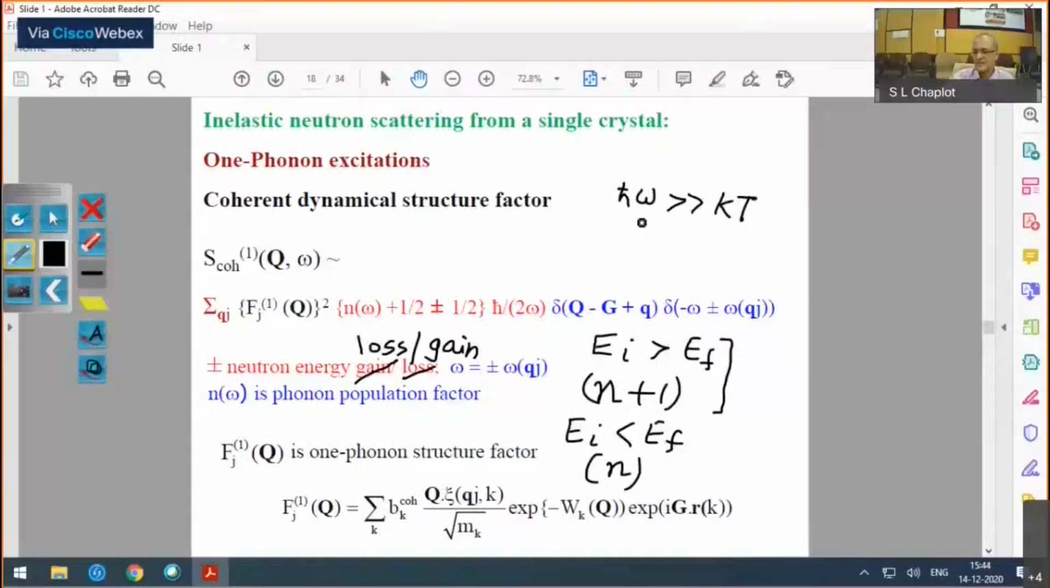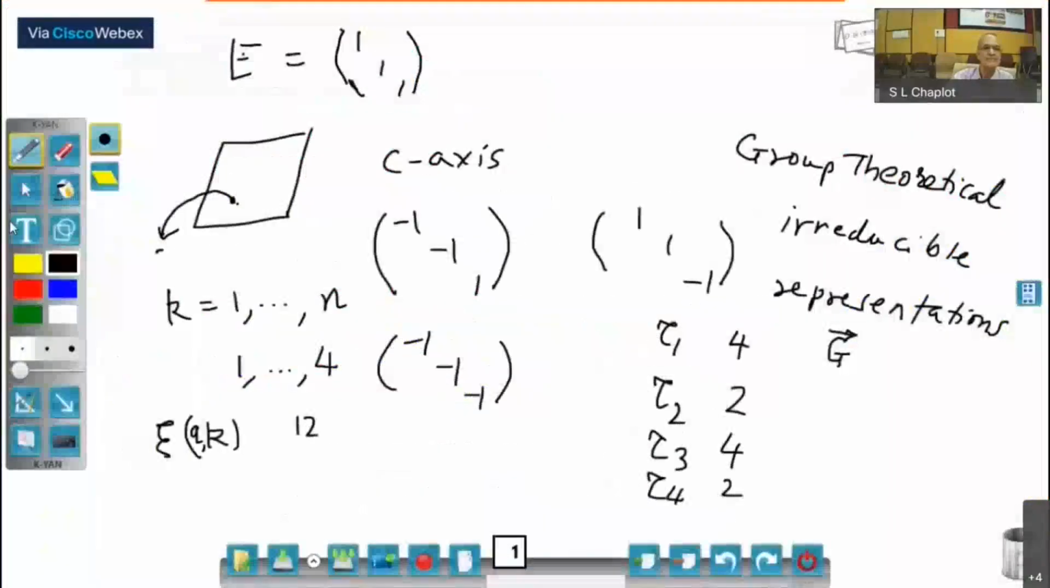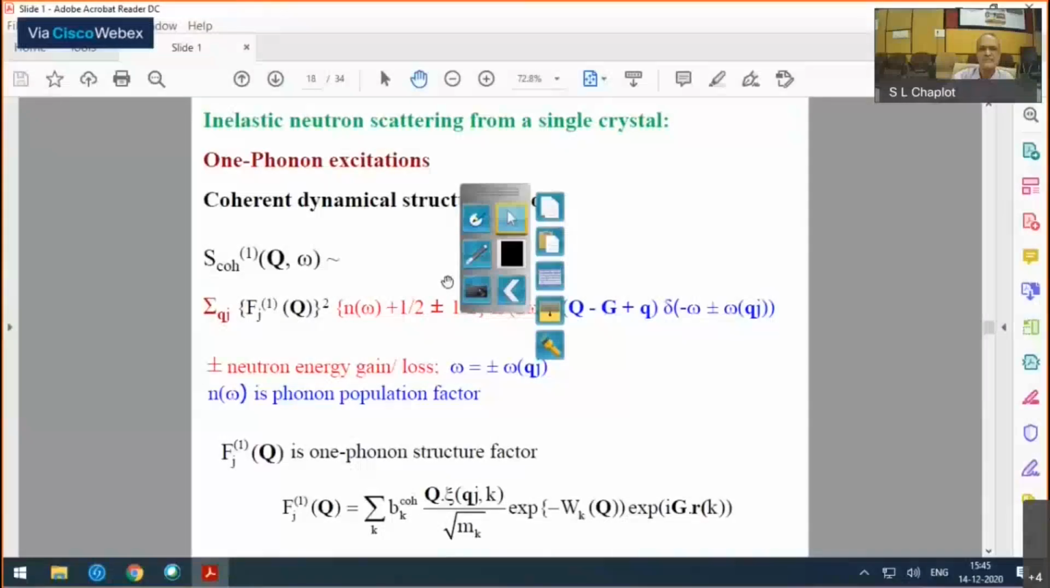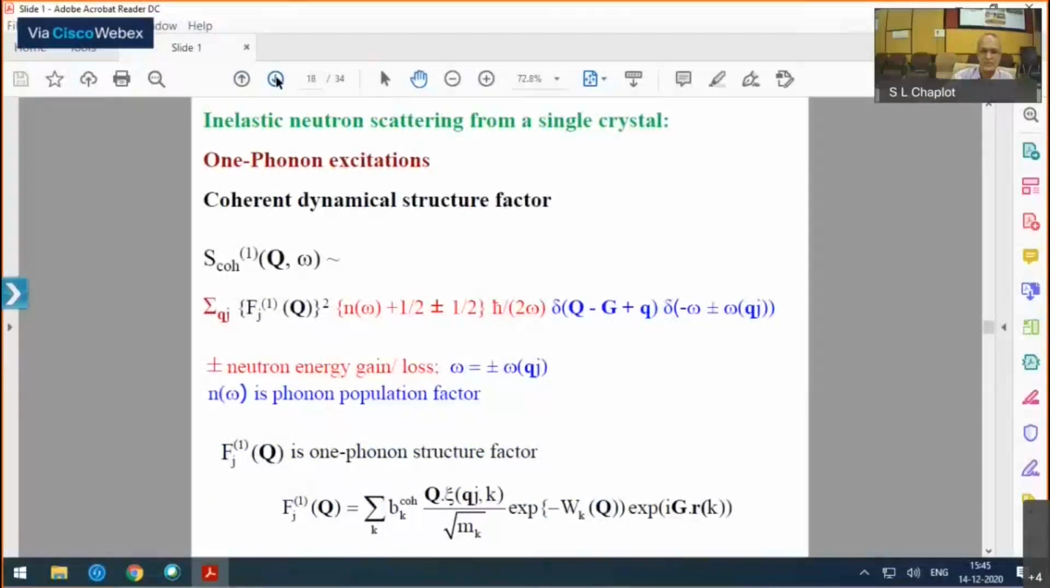Okay, that's one. The other thing is about coherent and incoherent scattering.